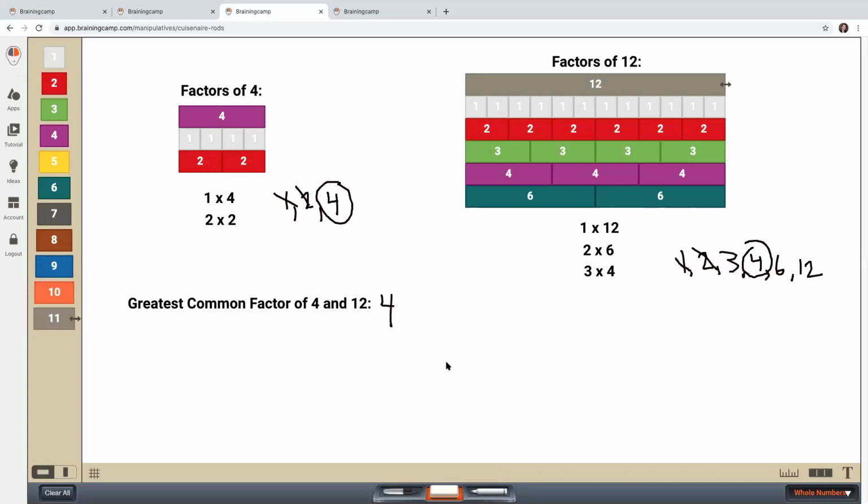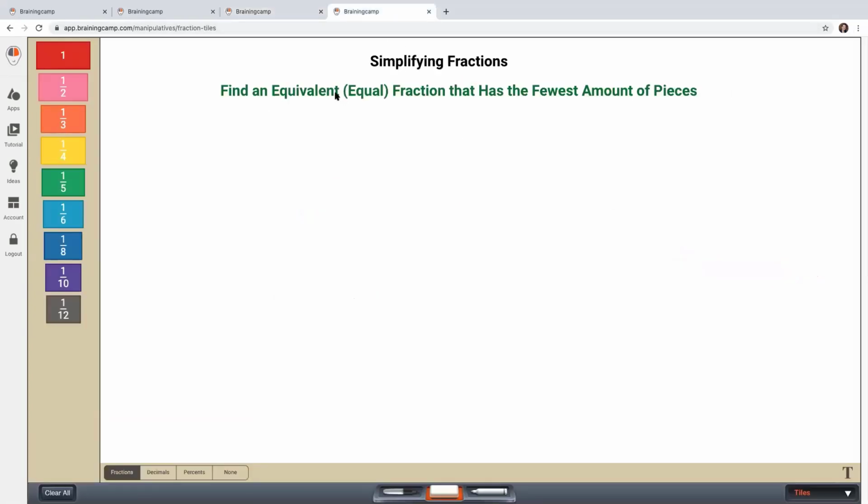Okay, so you might be thinking at this point, well, this model is great, but when am I going to use greatest common factor? A common area where you will apply it is simplifying fractions. Sometimes simplifying fractions is also called reducing fractions. If you were to simplify a fraction, you want to find an equivalent or equal fraction that has the fewest amount of pieces.